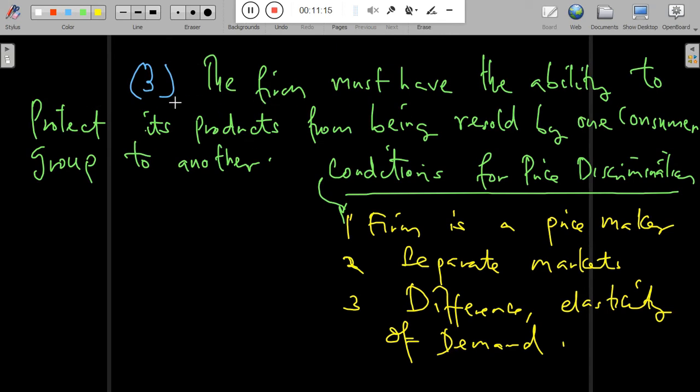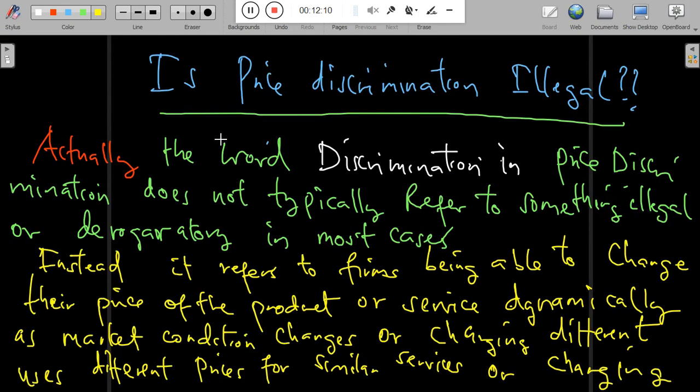The third one is that the firm must have the ability to protect its products from being resold by one consumer group to another. So actually the three conditions show that the firm must be a price maker. It should have separate markets, and there should be different elasticity of demand. When these conditions are successfully met, it is then possible for a company to apply price discrimination.